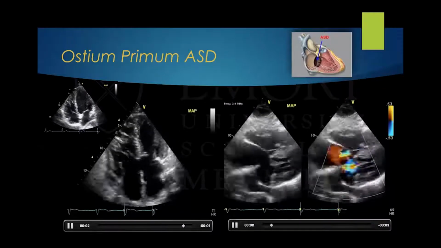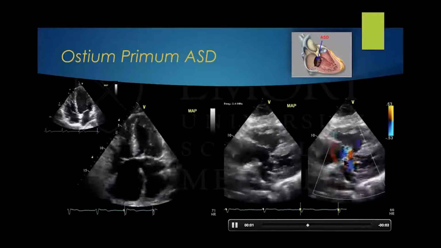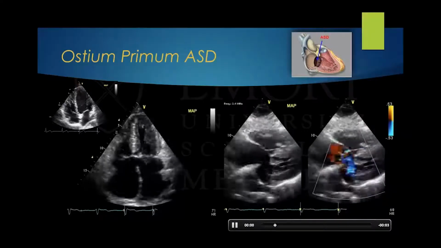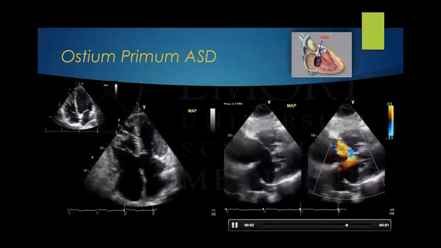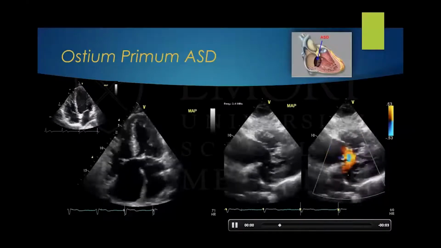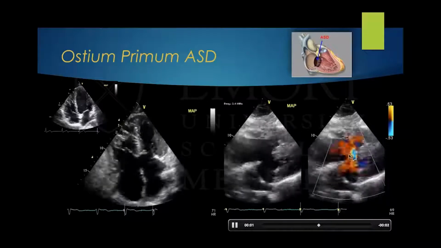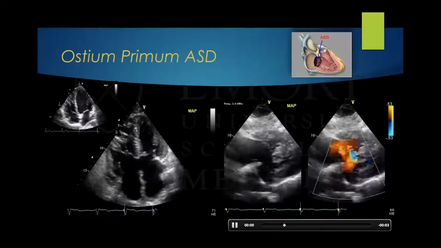On the subcostal view, on the other hand, you can see that there is a left to right shunt along the primum area of the septum. The AV valves are at the same plane, and the red flow shows the shunt, and some degree of TR as well in here.